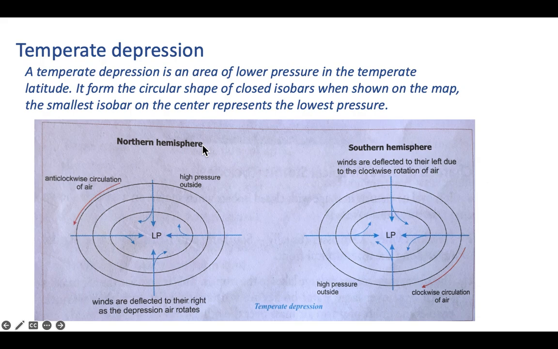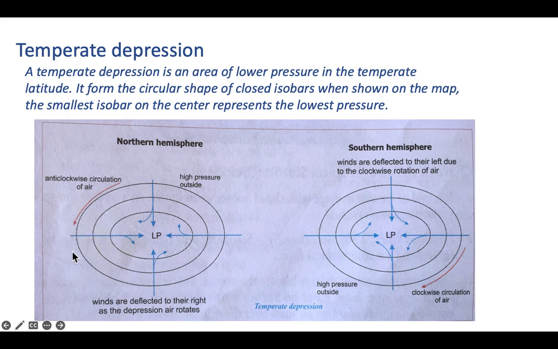So we have the northern hemisphere. Now we have to notice that outside there is high pressure, and then there is lower pressure inside. LP means lower pressure, okay? So in here, there is an anti-clockwise circulation of air. The air basically goes inside in anti-clockwise form. Anti-clockwise is opposing the direction of the clock.